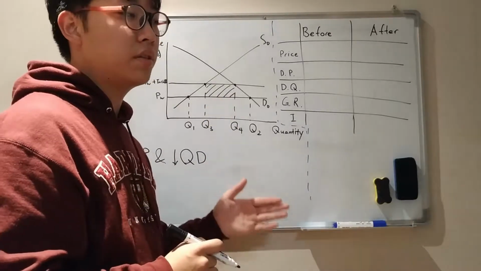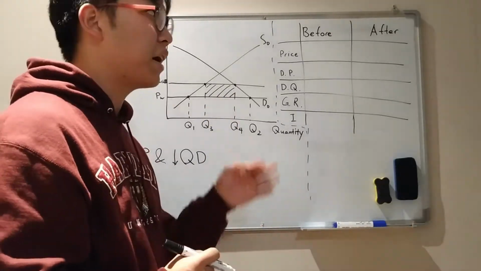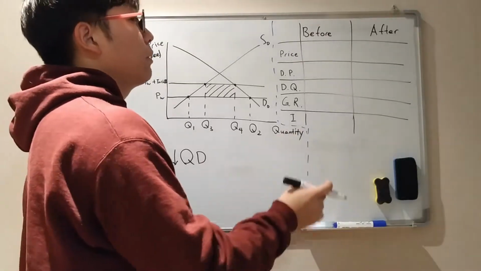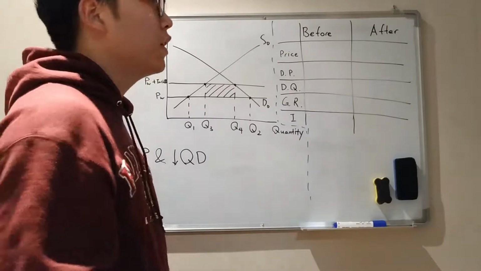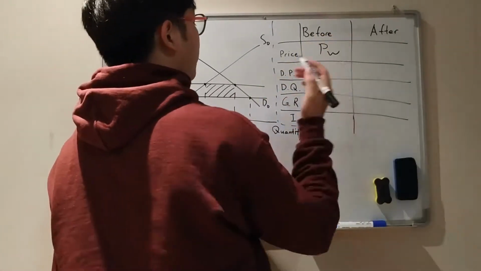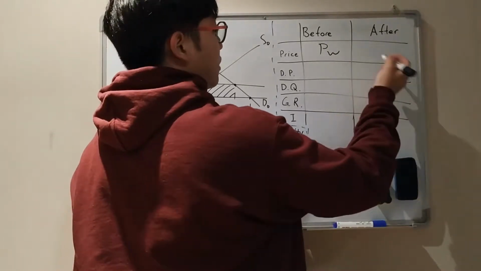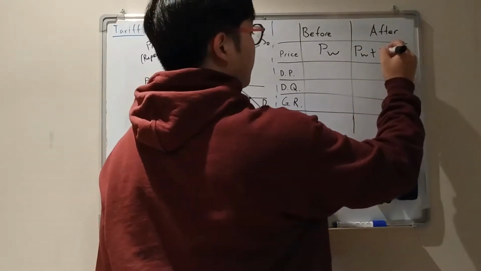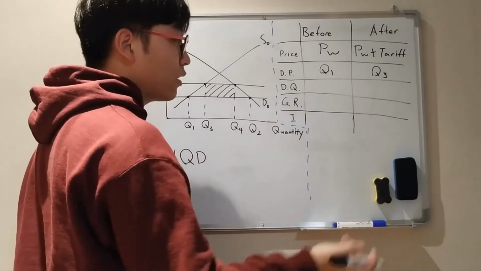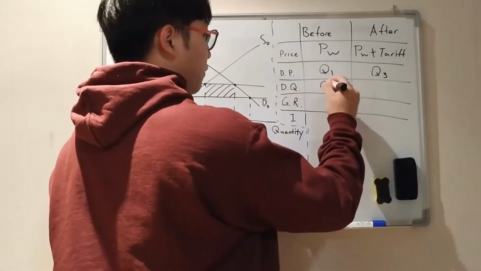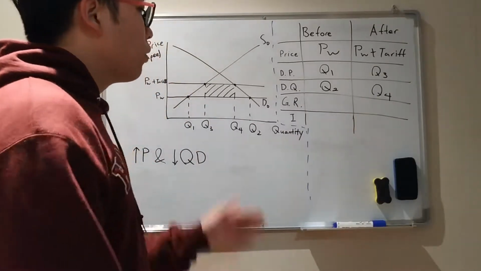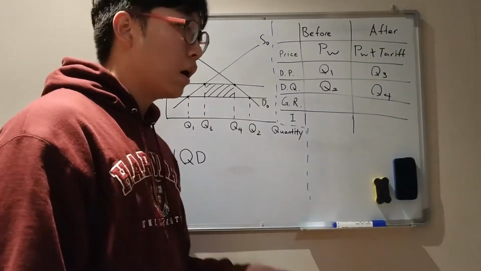Not a single part of this can you leave out. It is crucial for you to actually have all these parts. So the way you want to write this is split it between before and after the tariff. So before the tariff, the price was at PW, and after the tariff, the price is going to be PW plus tariff. And before the tariff, domestically demanded quantity is going to be Q2, and after the tariff, it's going to be Q4.